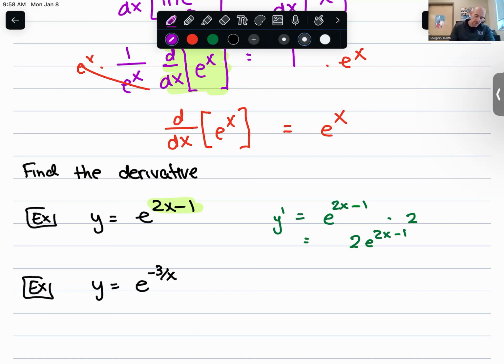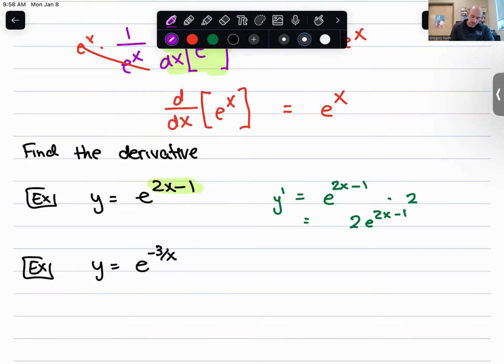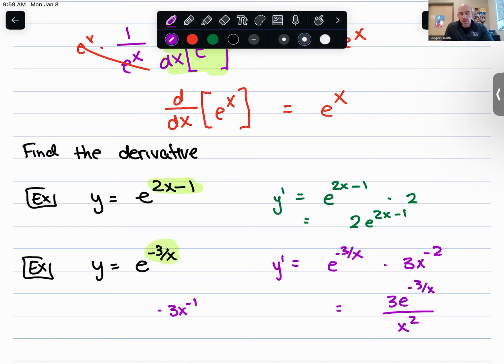All right, same thing for our next one here. We're going to take the derivative of this, which is going to be y prime equals e to the negative 3 over x. You're going to write e to the negative 3 over x. It's the same thing, but then times, we got to take the derivative of that stuff. That stuff is negative 3 over x. Well, remember, write that as negative 3x to the negative first. The derivative of that would just be 3x to the negative second. So if I were to rewrite this, this would be 3e to the negative 3 over x, all over x squared. Okay, and so that would be our final answer for that.